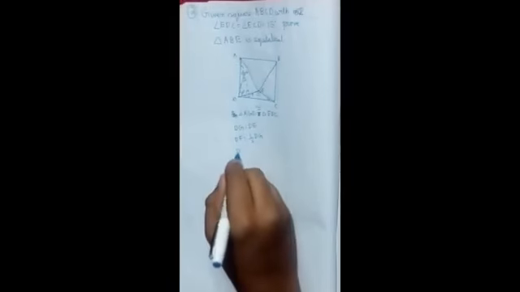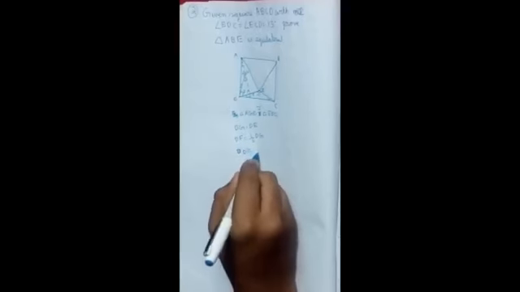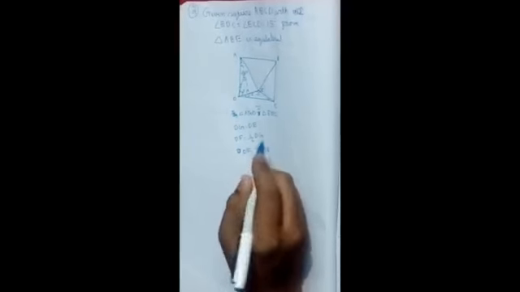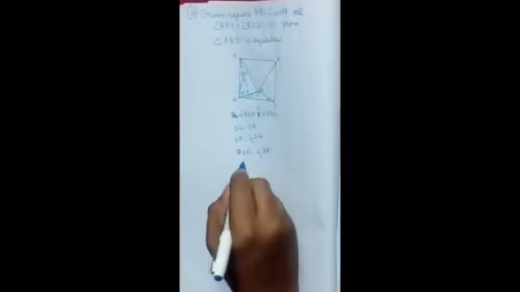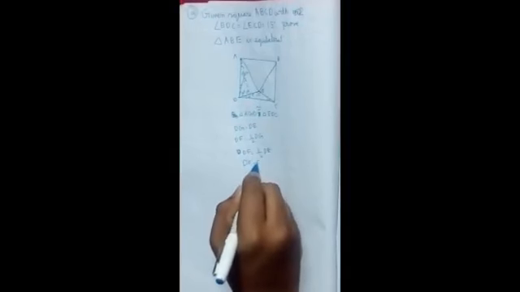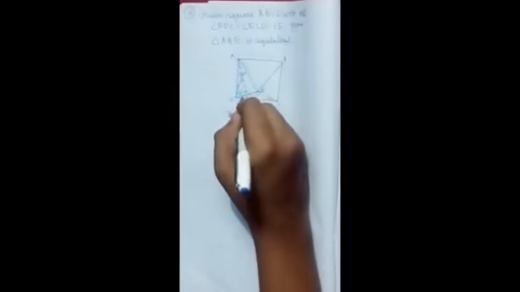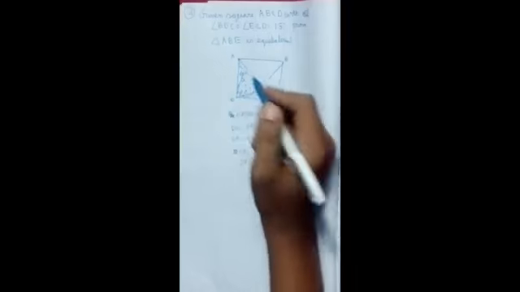Then DF is half of DE, we can say, because DG is equal to DE. Hence DF is equal to FE. This is the conclusion I get. These two lines are equal.